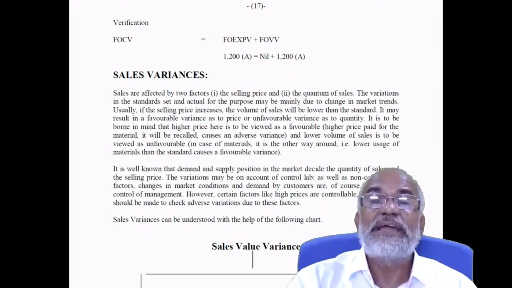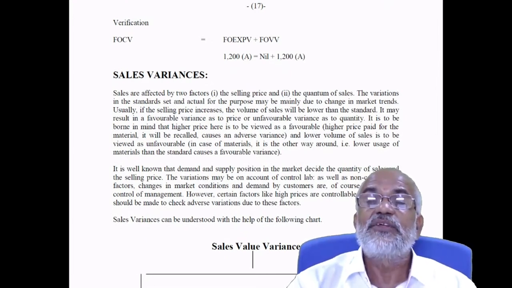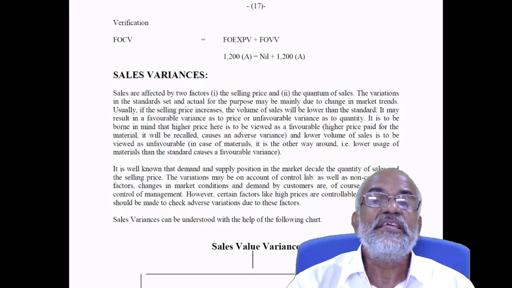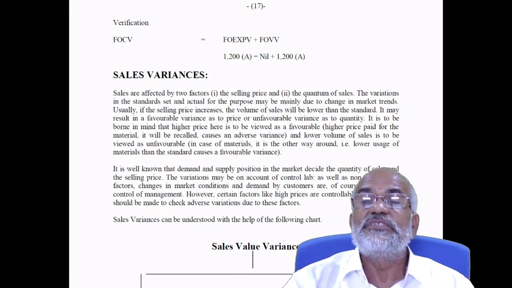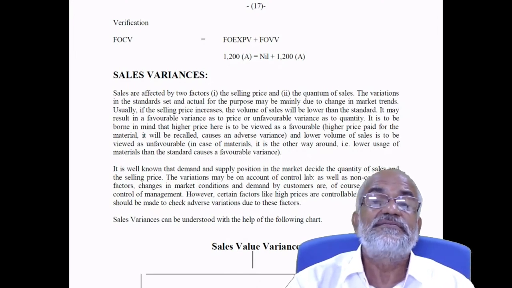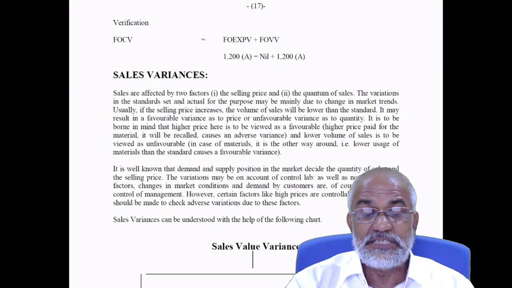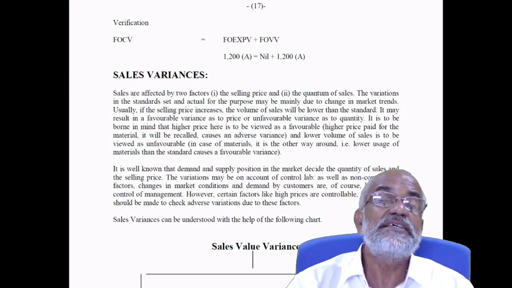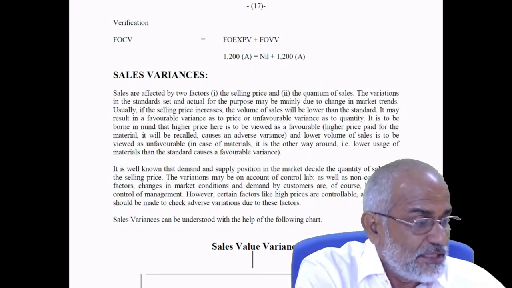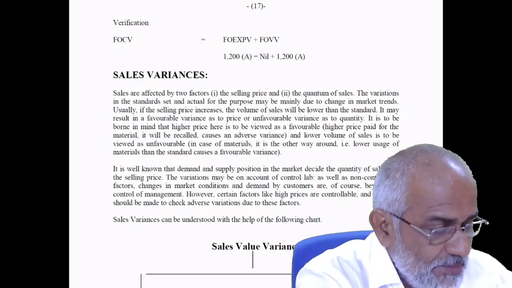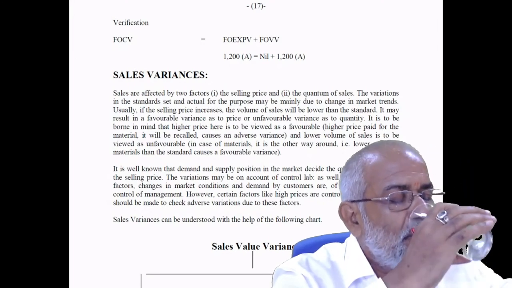Sales are affected by two factors, that is the selling price and the quantum of sales. The variation between the standards set and the actual may be mainly due to changes in the market trends, because the market trend is the major factor in determining the variation in the sales. Usually, if the selling price increases, the volume of sales will be lower than the standard. It is due to the demand and supply factor.